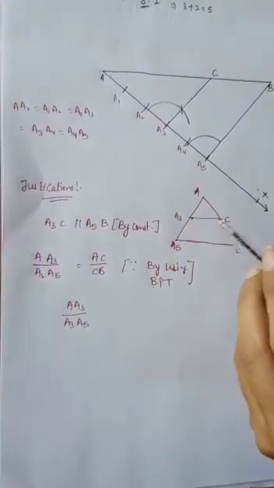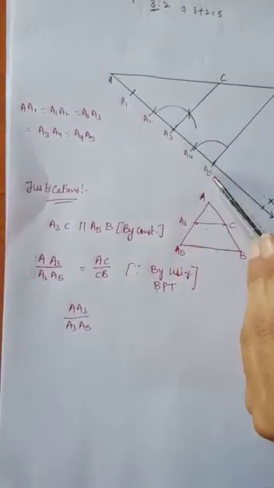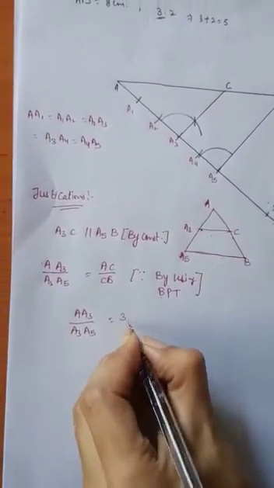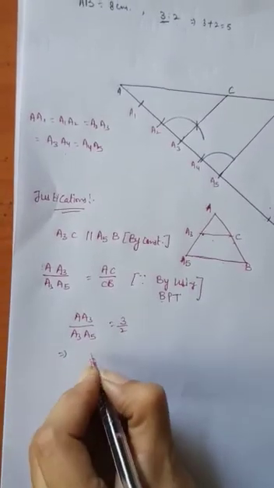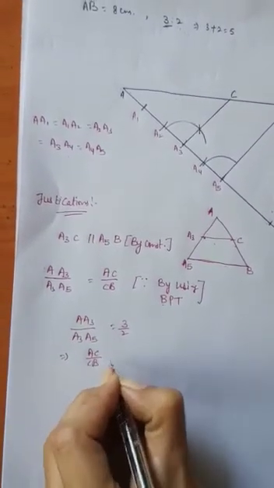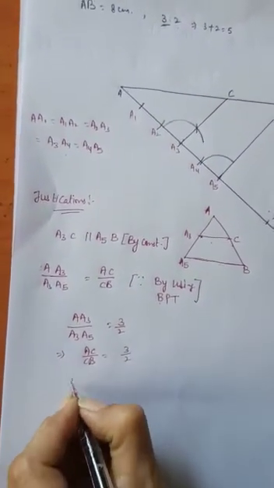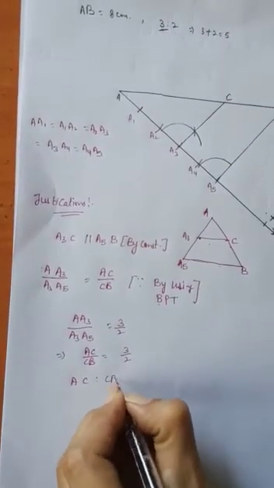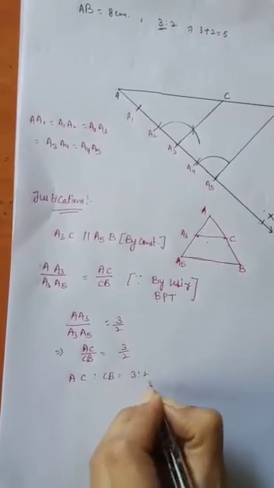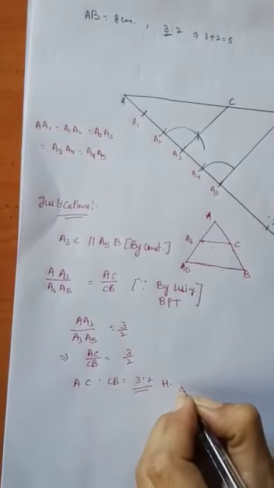Now this part we already know, A3 upon A3A5. These are the 3 parts and these are the 2 parts. So this implies it is 3/2. So we can say AC upon CB is also 3/2. So we can say AC to CB is divided in the ratio 3:2. So hence this is justified.